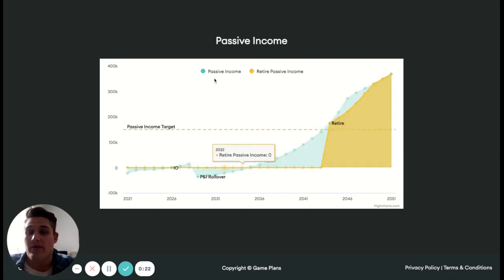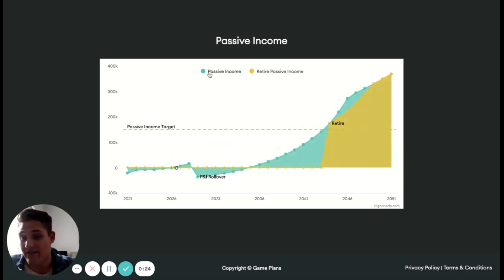So we've got our green line here, which is our actual passive income based on our portfolio, how that increases and decreases over time. We've also got our golden line here, which is our retirement passive income. So this is going to indicate when we potentially can consider retiring and how much our income would be at that point in time. And it's really good to have these two distinctions, right?